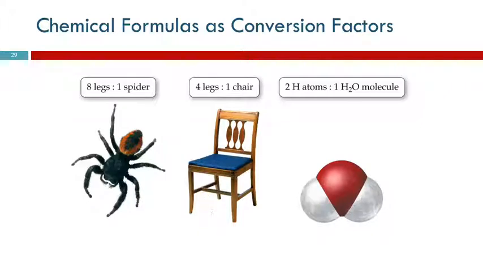Chairs have 4 legs. My mom always used to ask me that when I was tipping back on my chair at the dinner table. How many legs does a chair have? And that meant I was supposed to sit down because I was only on 2 of the 4 legs. But chairs do have 4 legs.